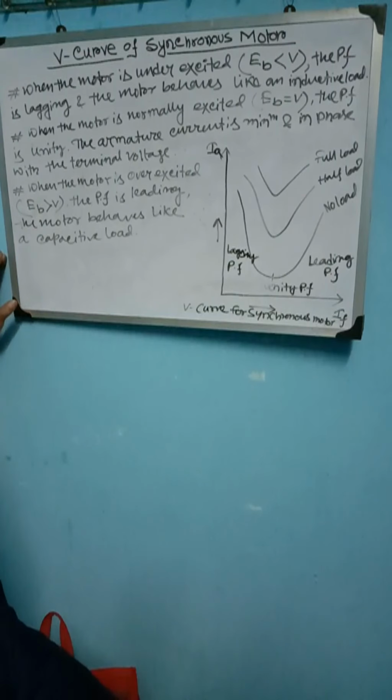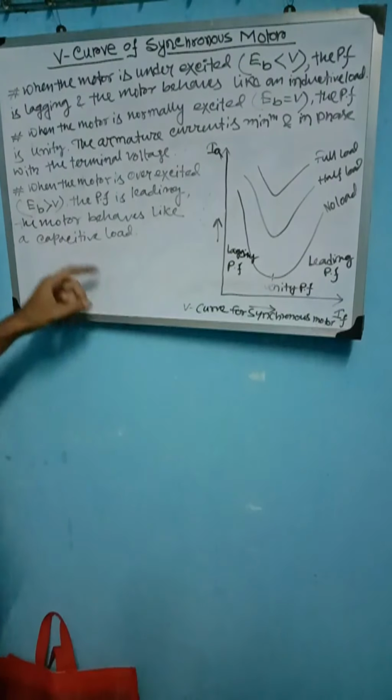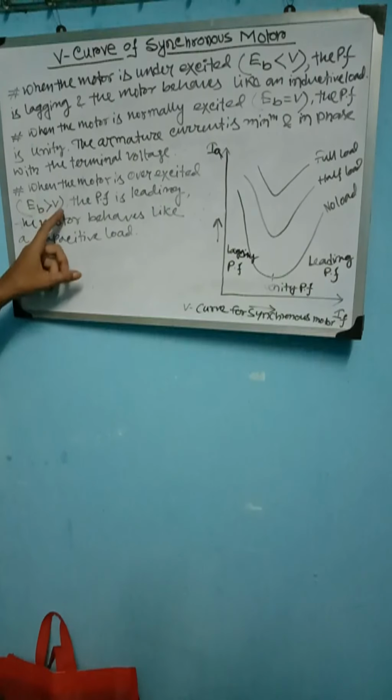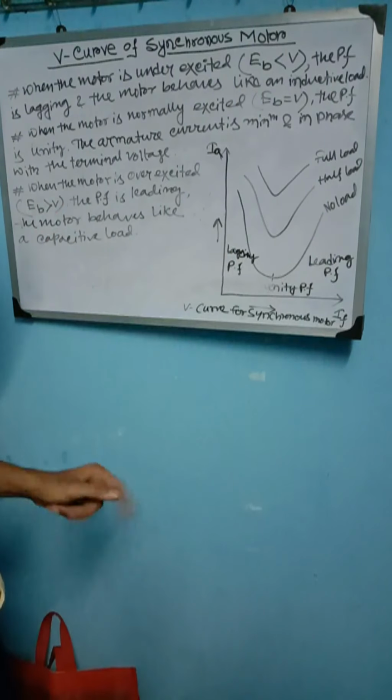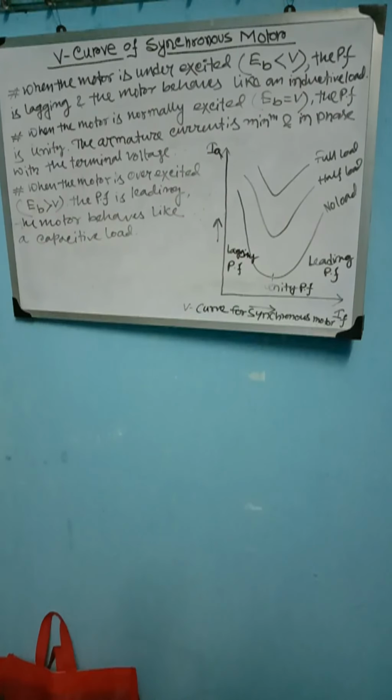And lastly, when the motor is overexcited, that is EB greater than V, the power factor is leading. As you can see, the power factor is leading, which means the motor behaves like a capacitive load. So that's the way an overexcited synchronous motor not only delivers the load torque but also improves the power factor of the three-phase power supply. So thank you.